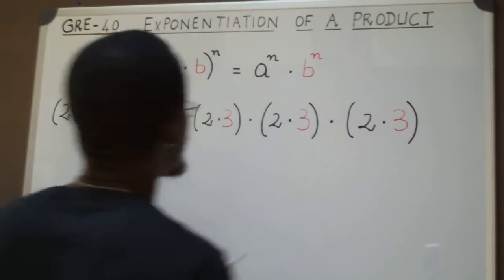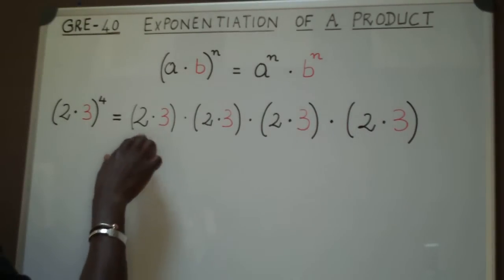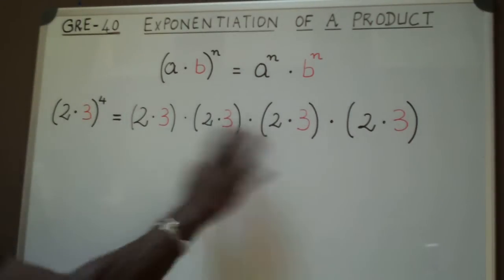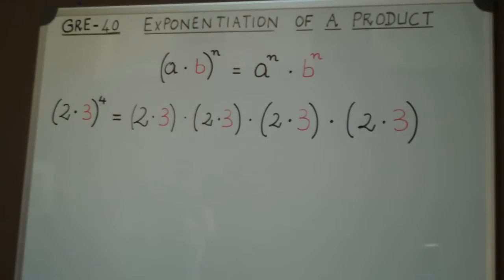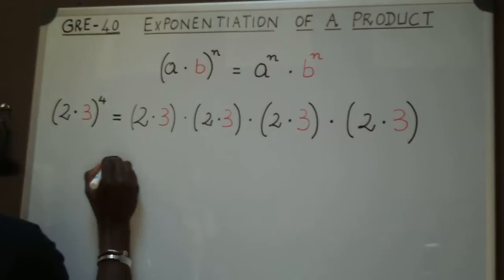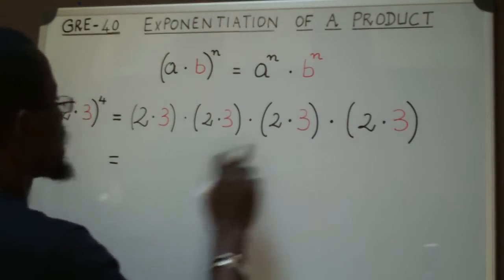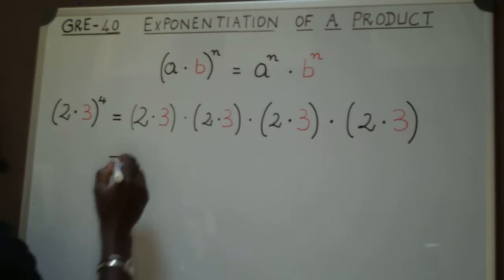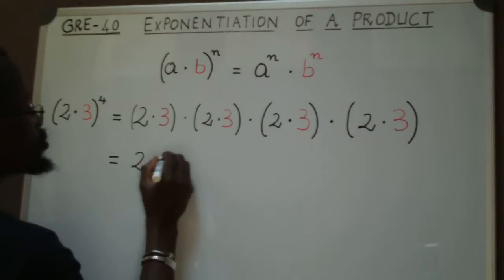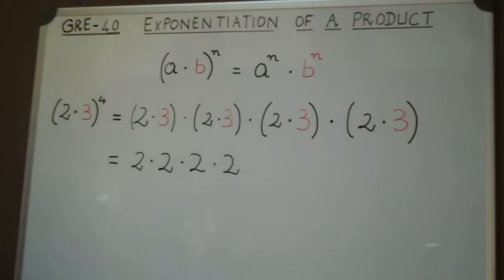Here, as you can see, I have four pairs of parentheses: 1, 2, 3, 4. So this is what we get when we expand this power of the product of 2 by 3. Now let us simplify what we get here. We have a 2, another 2, another 2, and another 2. Actually, we have four 2's, so this is the repeated multiplication of 4 factors of 2.